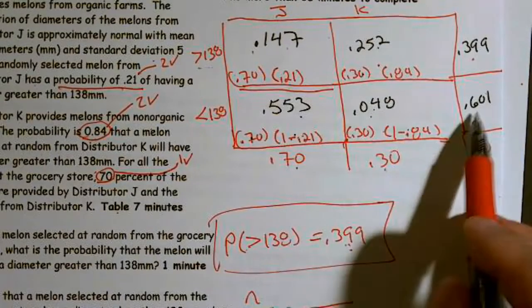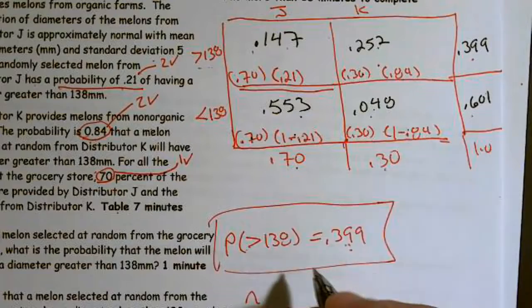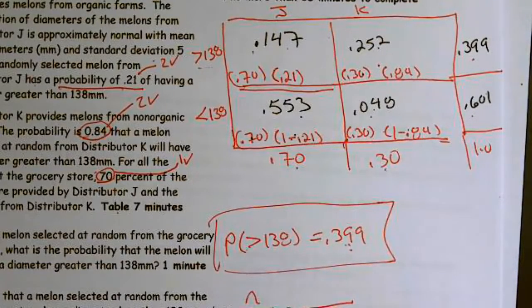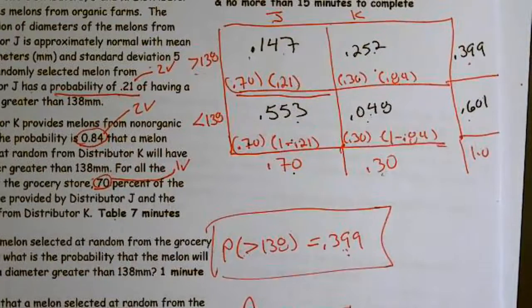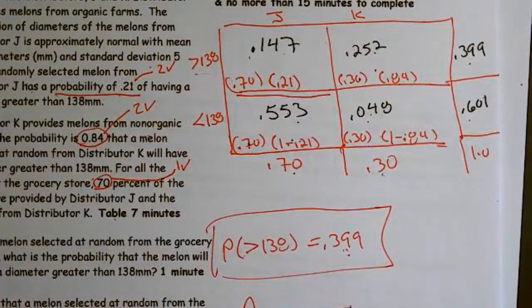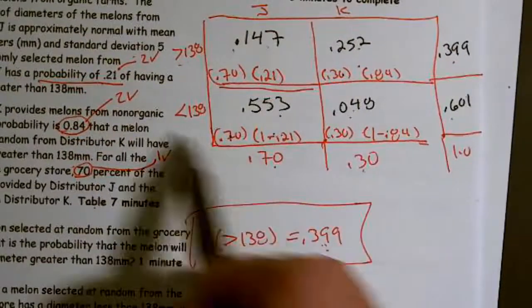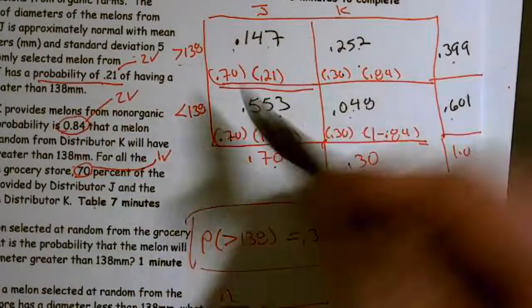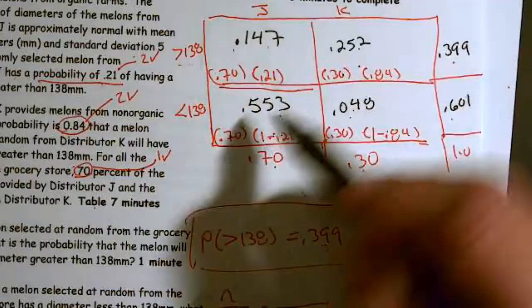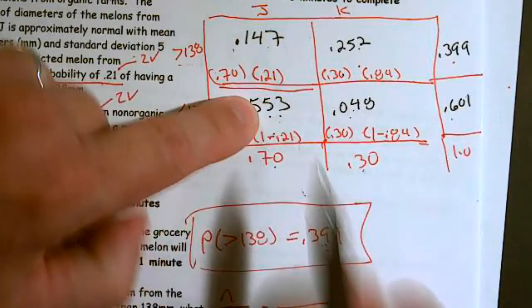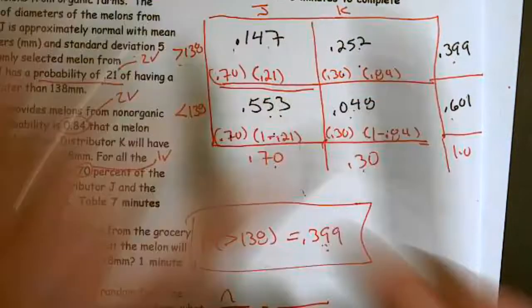Well, what were we given? We were given less than 138. So this means this is going to be 0.601 in the denominator. And it says the probability will be from distributor J. So basically, we are looking at this row intersected with this column. So my numerator is going to be 0.553 because that's where this row and column intersected.